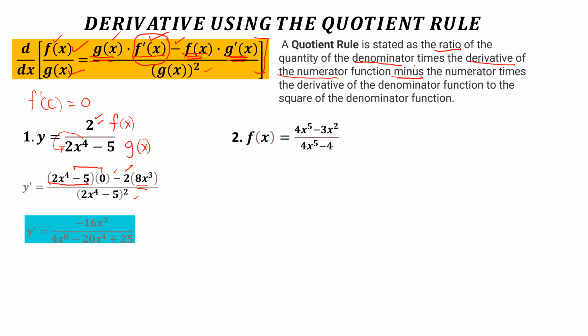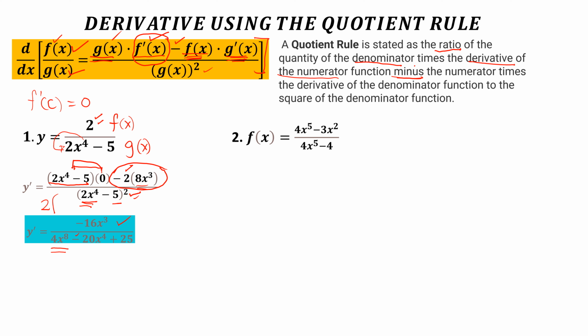So to further simplify, you know that any number multiplied by 0, the answer is 0. So therefore, the remaining expression in the numerator is negative 2 times 8x cubed. So we have the negative 16x cubed. And then this is squaring a binomial. And you know it already, how to square a binomial is simply square the first term. So the square of 2x to the 4 is 4x to the 8 minus twice. Twice of what? Twice of the product of the first and the second.